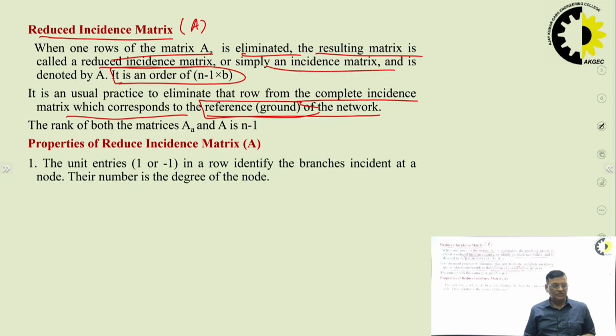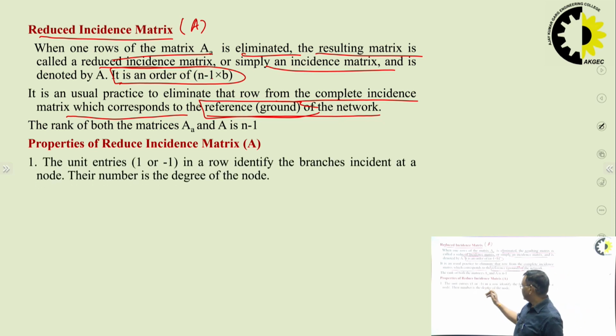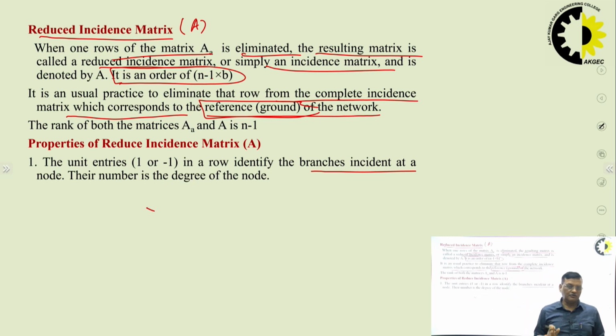Now there are some properties of the reduced incidence matrix. What are they? The unit entries 1 or minus 1 in a row identify the branches incident at a node, and their number is the degree of the node. So if two branches are incident at a particular node, then the degree of that node will be 2. If 1, then it is a simple node. Then we have the isolated node also. Isolated node means no branches are incident at that particular node. That node is called an isolated node.